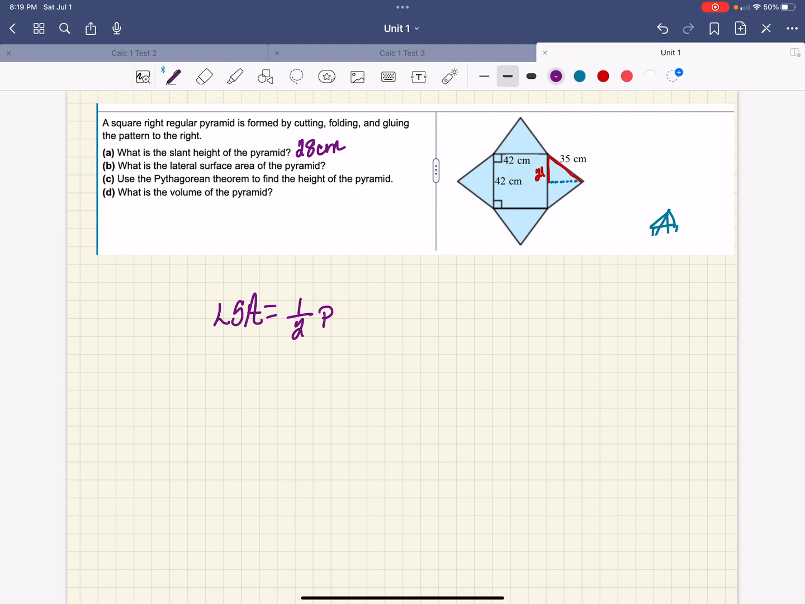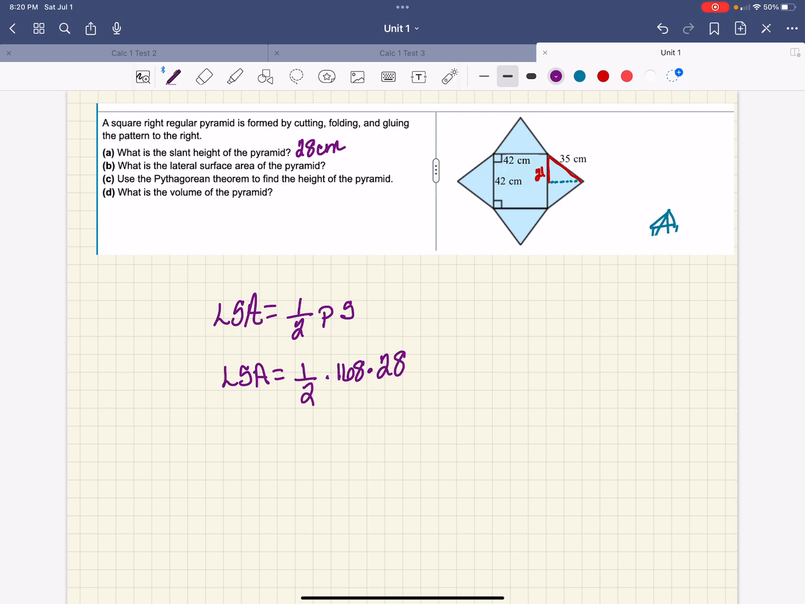And we just figured that out. So my lateral surface area is going to be 1/2. The perimeter of this is 42 times 4. 42 plus 42 plus 42 plus 42. That's the perimeter of that square. So it's going to be 168. And then we know our slant height. It's going to be 28.